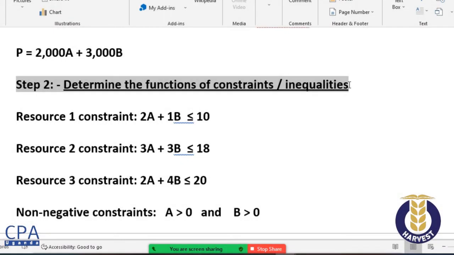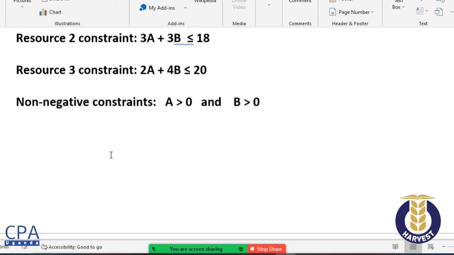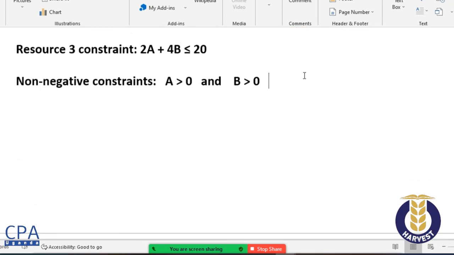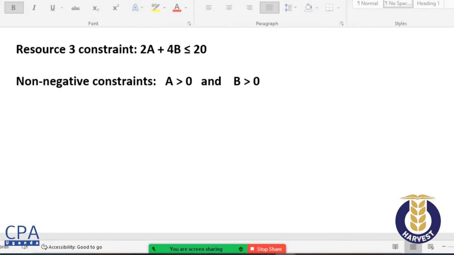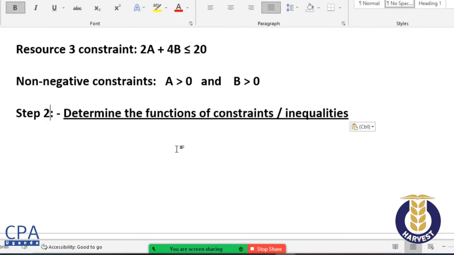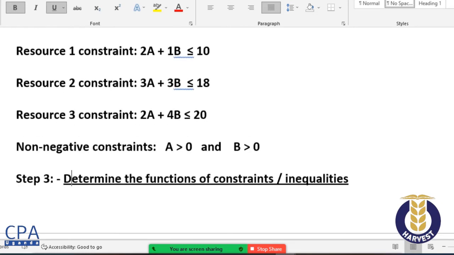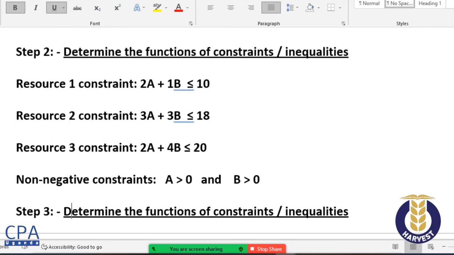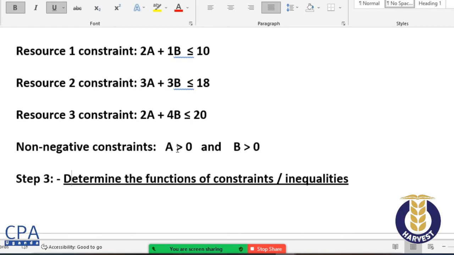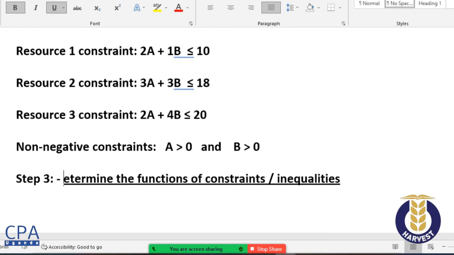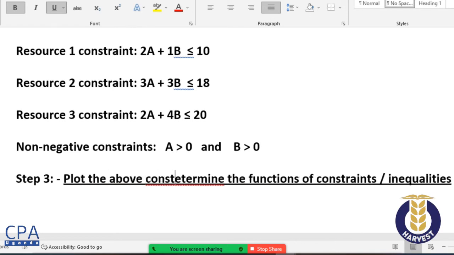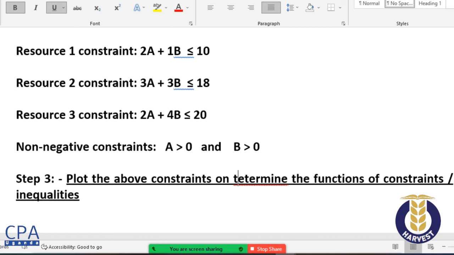So we move into step number 3, where we are now going to sketch, or I can simply say plot, the above constraints on the graph.